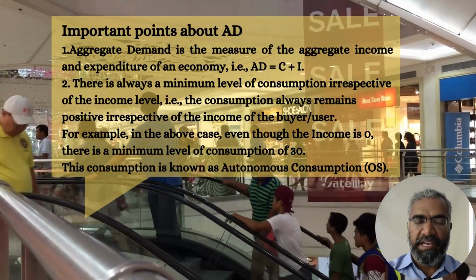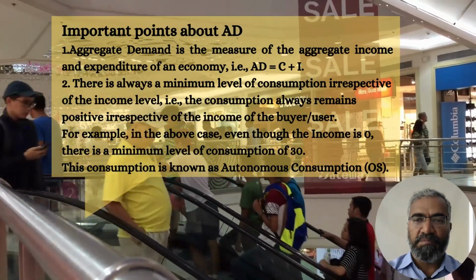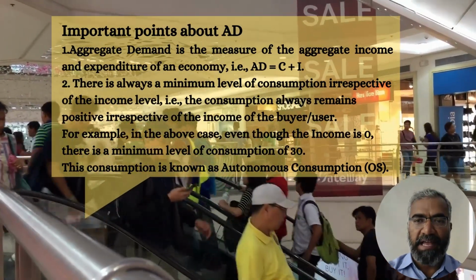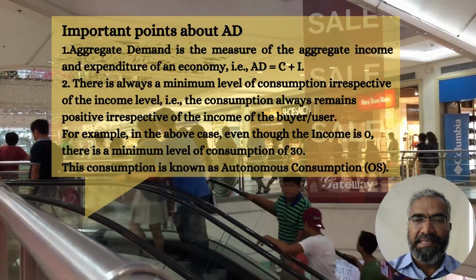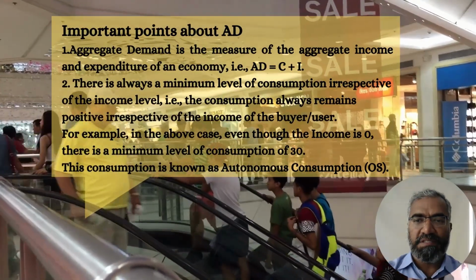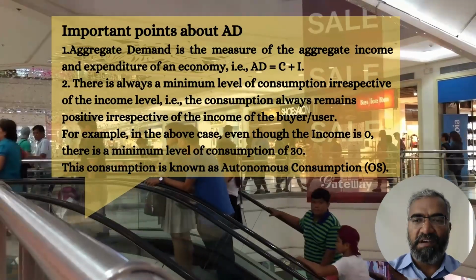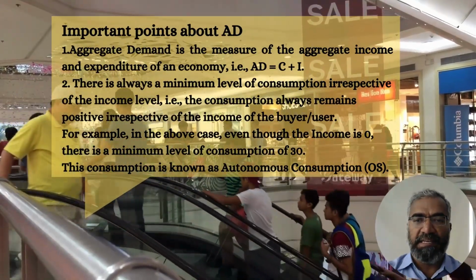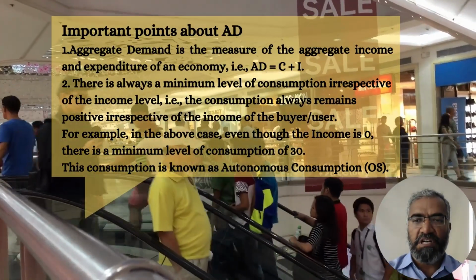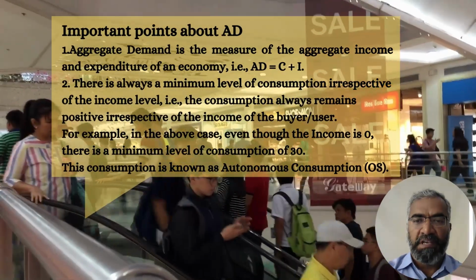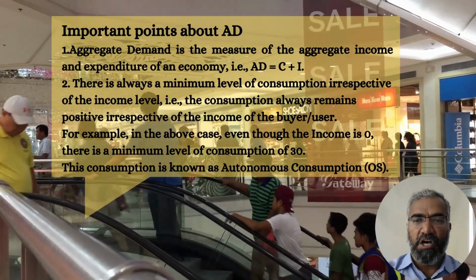Important points about AD. Number 1, aggregate demand is a measure of the aggregate income and expenditure of an economy, that is AD is equal to C plus I. Number 2, there is always a minimum level of consumption irrespective of the income level. That is, the consumption always remains positive irrespective of the income of the buyer or user.